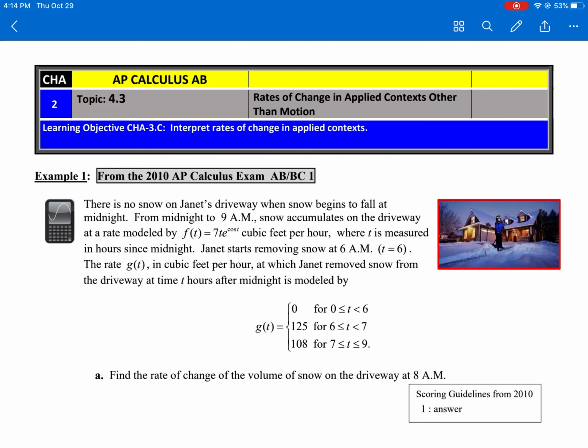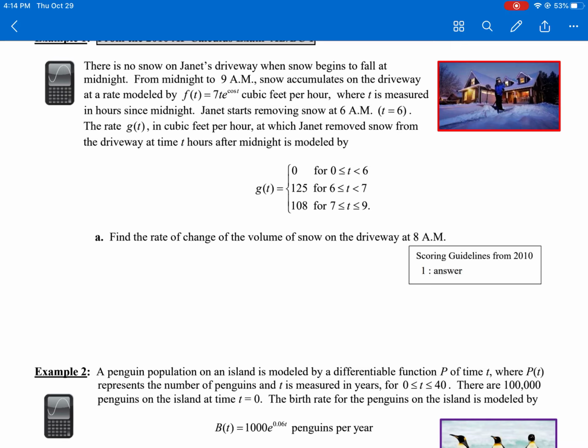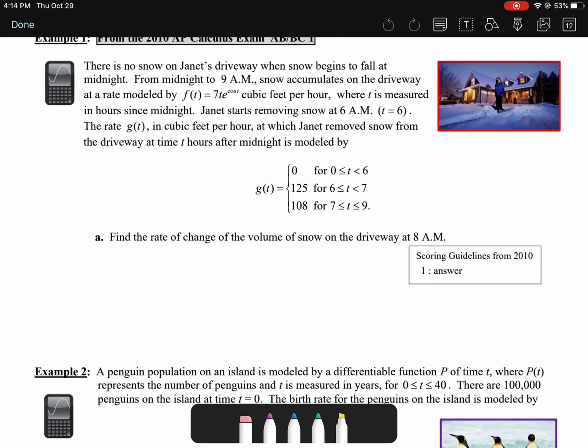The rate, g of t, in cubic feet per hour at which Janet removes snow from the driveway at time t hours after midnight is modeled by g of t. And so we have that piecewise function there. So find the rate of change of the volume of snow on the driveway at 8 a.m.